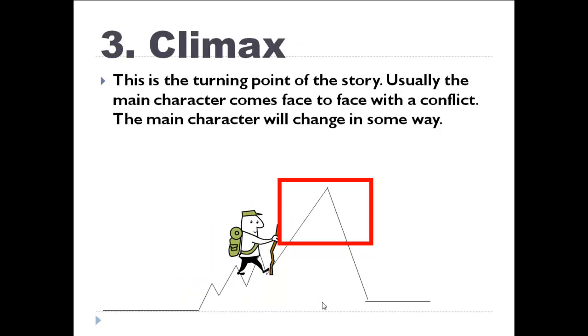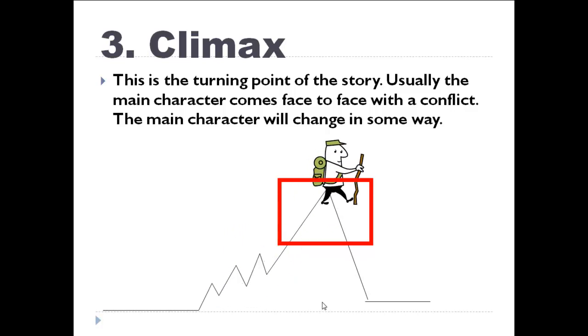This is the turning point of the story. The climax, which is the middle, is the turning point of the story. Usually, the main character comes face to face with a conflict. The main character would change in some way, and this we will study in the coming novel chapters.